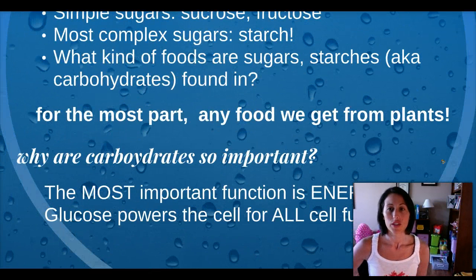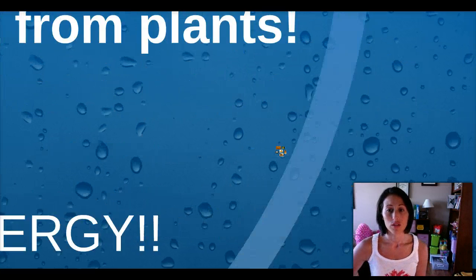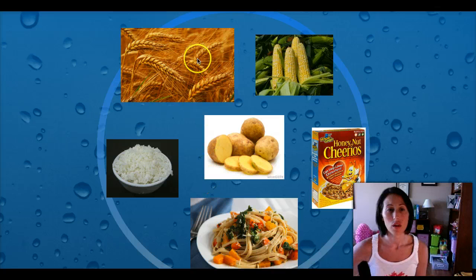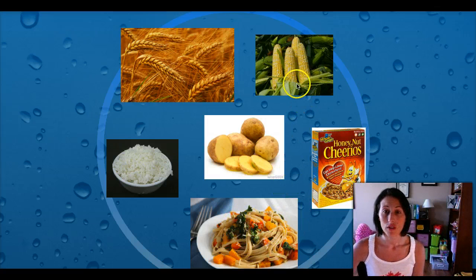So what kind of foods are sugars and starches found in? For the most part, anything you get from plants is going to be considered a carbohydrate. So that would be stuff like, if you look up here, wheat. So anything that is bread, like I said, we have cereal down here, we have pastas, corn is a starch, potatoes are a starch, rice is a starch. So really anything that you get from a plant is going to be considered a starch or a sugar.